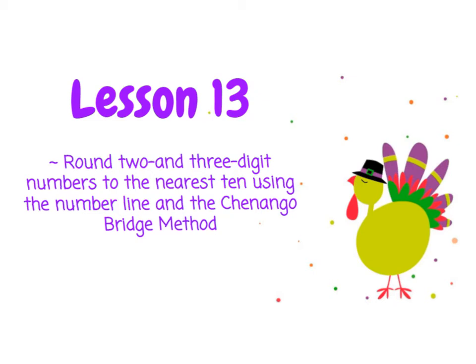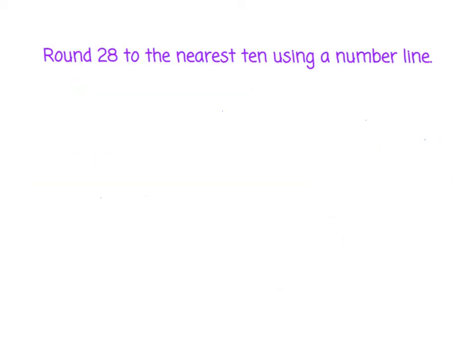Today we are going to start lesson 13. We are going to round 2 and 3 digit numbers to the nearest 10 using the number line and the Shenango bridge method. Make sure that you have your whiteboard, your dry erase marker, and an eraser ready. Let's take a look at our first problem.